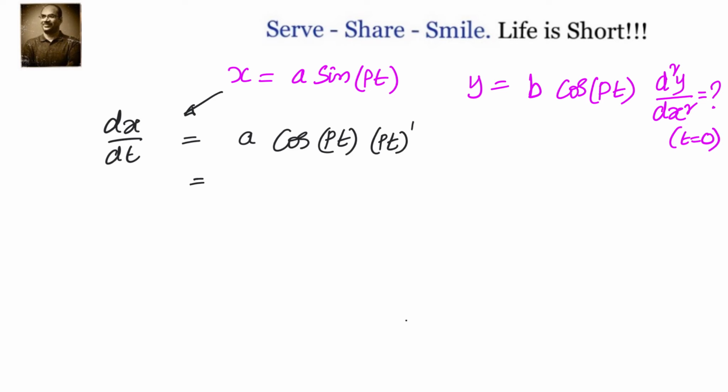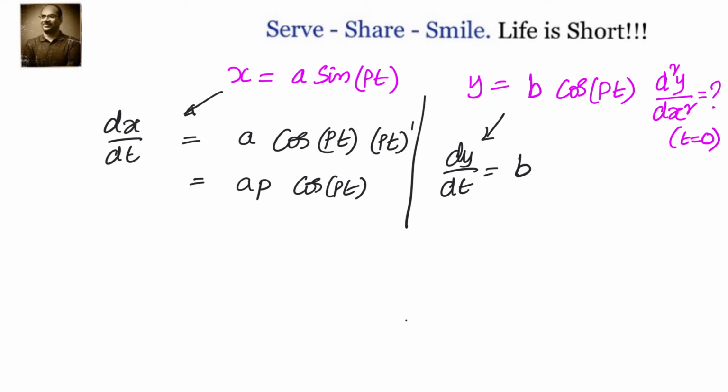So we have dx by dt is a into cos pt, and the derivative of pt is p. So we will get ap cos pt. Now let's find what dy by dt is. Y is b cos pt, so dy by dt will be b into the derivative of cos pt, that is minus sin pt, into the derivative of pt, which is p. So dy by dt is equal to minus bp sin pt.